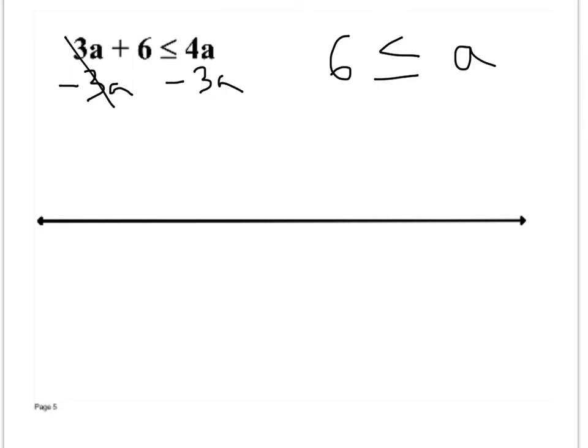So what I do is I graph this. 6, oh, that doesn't look very good. Yeah, that was a bad 6. a is everything greater than or equal to 6. So it's a closed circle around 6, and it goes this direction.